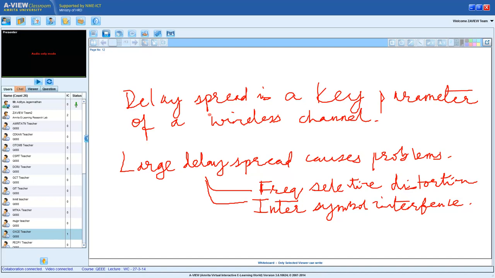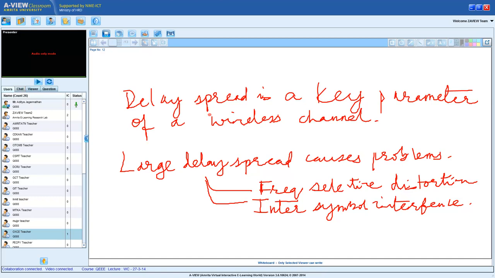RMS delay spread is better than the mean delay spread. There is no mean delay spread. I think I answered it yesterday. There is only a mean delay, which is a different quantity. RMS delay spread is actually a delay spread. The average delay spread is not an average delay spread; it is simply an average delay, the average delay of the signal.